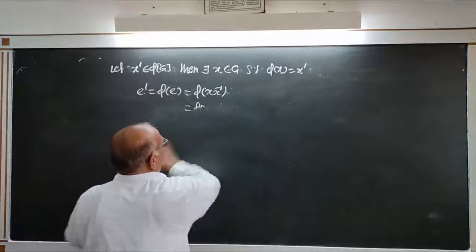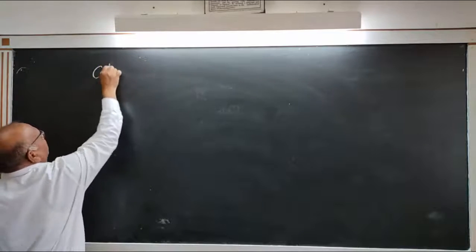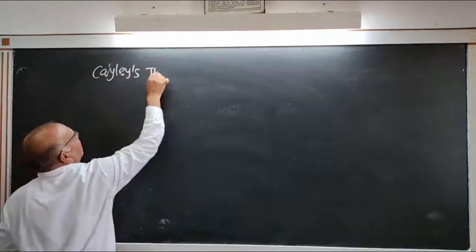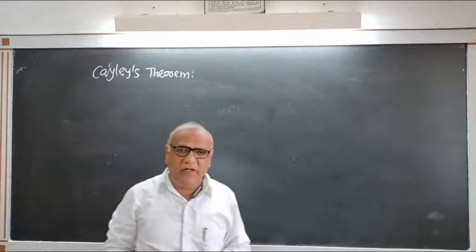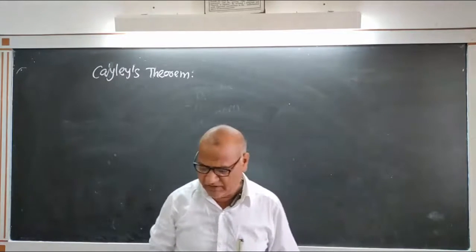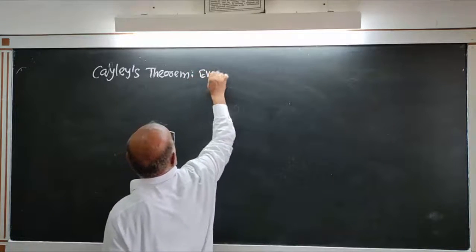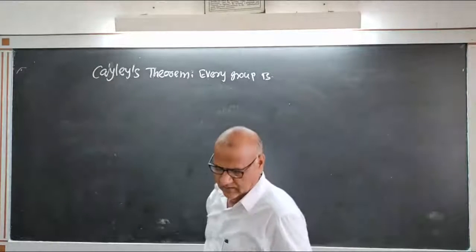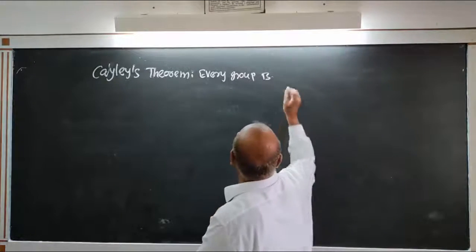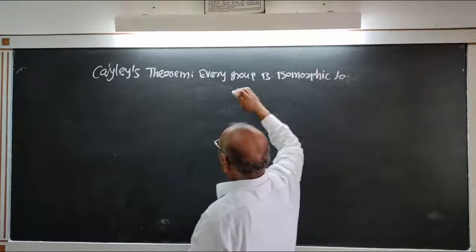Now our aim is Cayley's theorem. Cayley's theorem: every group is isomorphic to a permutation group.